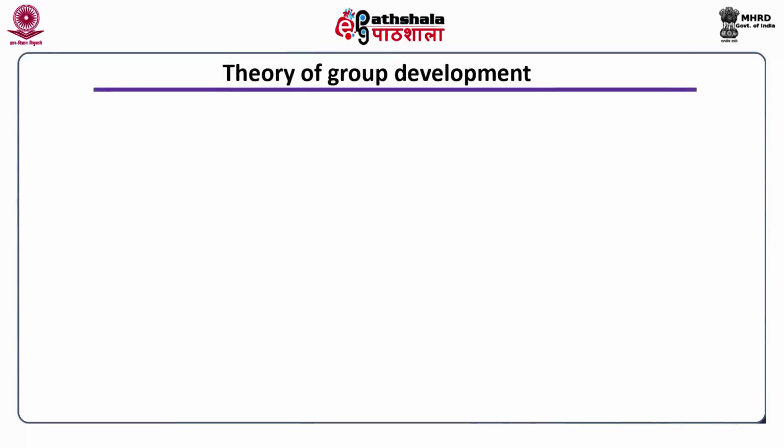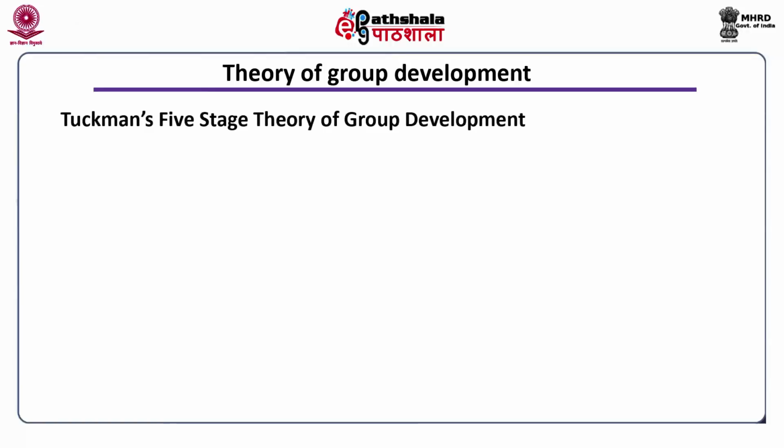Then we have the theory of group development. Other than the theories of group formation that are explained above, Tuckman has developed a theory of group development, which is explained as follows. We have Tuckman's 5-stage theory of group development. This theory is proposed by Tuckman, who has explained that there are 5 steps involved in the formation of a group. These 5 steps are explained as follows.